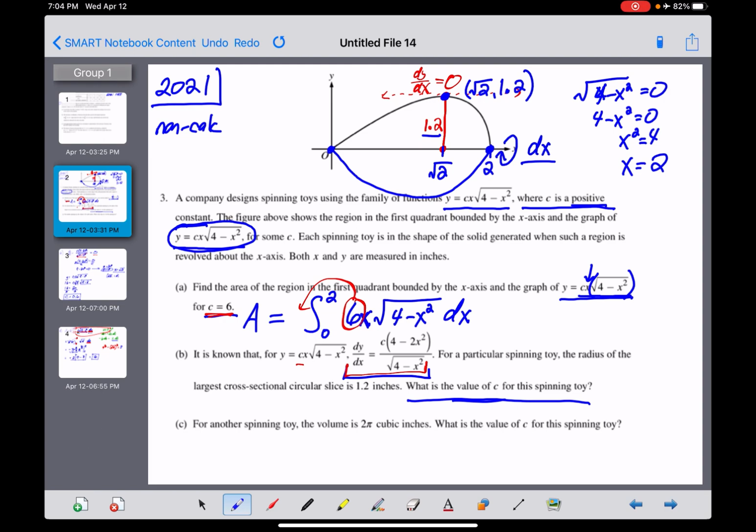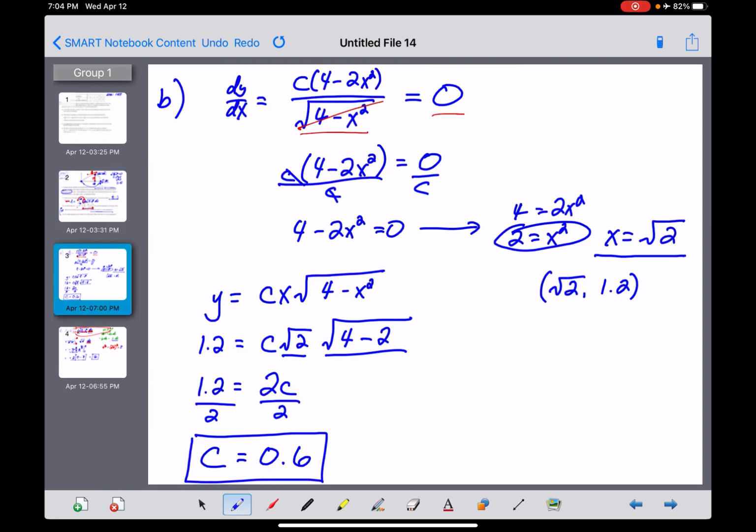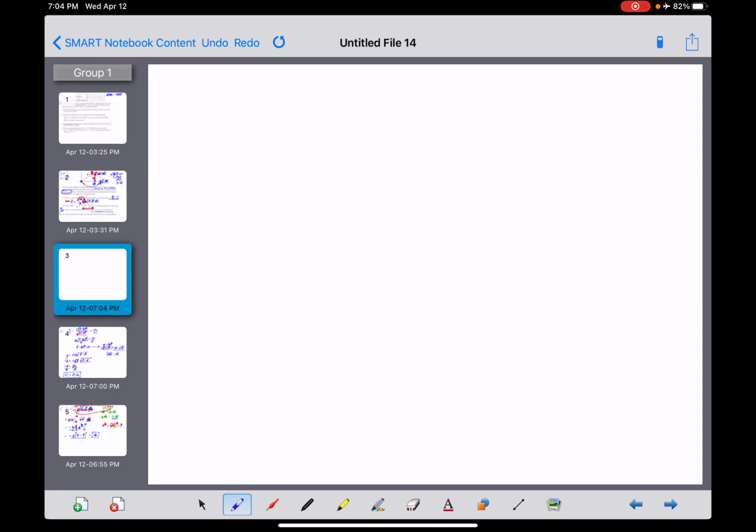For another spinning toy, meaning different from what we just did in part B, these two things are not the same. So ignore the value of C that we came up with in B. Now the volume of this new spinning toy is 2 pi cubic inches. They want to know the value of C for that particular spinning toy. So what we're going to need, guys, for part C is a volume equation.